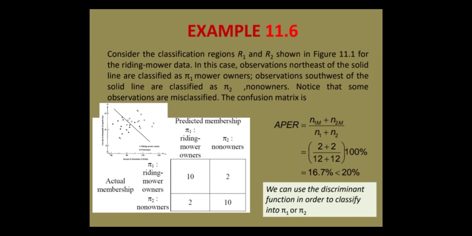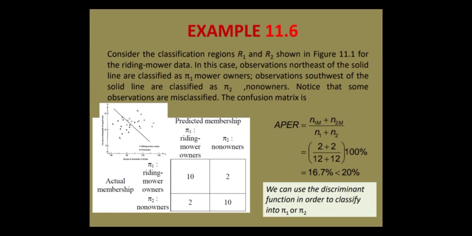Okay, katakan in this case, observations northeast of the solid line are classified as pi 1, which is honest, and the observations southwest of the solid line are classified as pi 2, which is non-honest. So kita ada dua group kat sini, honest dan non-honest. So we want to see whether the classification that we built is valid or not. Okay, notice that some observations are misclassified. Okay, the confusion matrix is given.